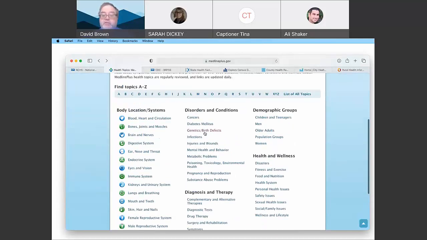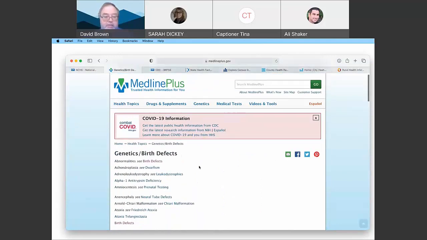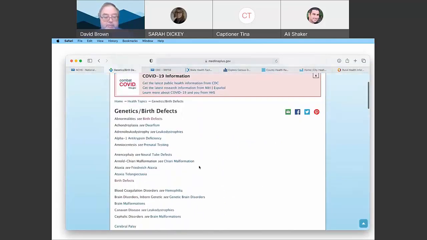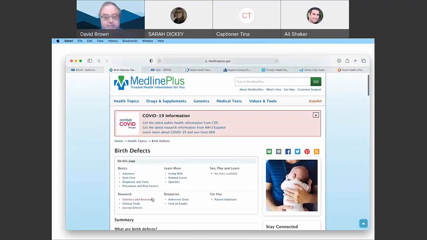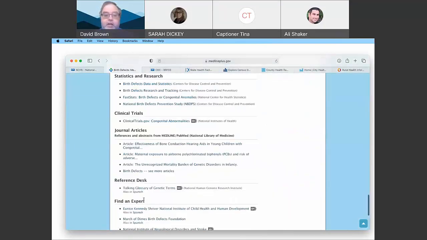So if we look at, for example, genetics and birth defects, we can click on that. And we can go down to birth defects. And you go here, you can get to the statistics and research. And all the statistics and research, again, it's going to take you back mostly to CDC or NCHS, but it's very topical. So if you're not wanting to just dive in through CDC or the National Center for Health Statistics, you can go right here and find this information. All those statistics and research are available to you by topic.